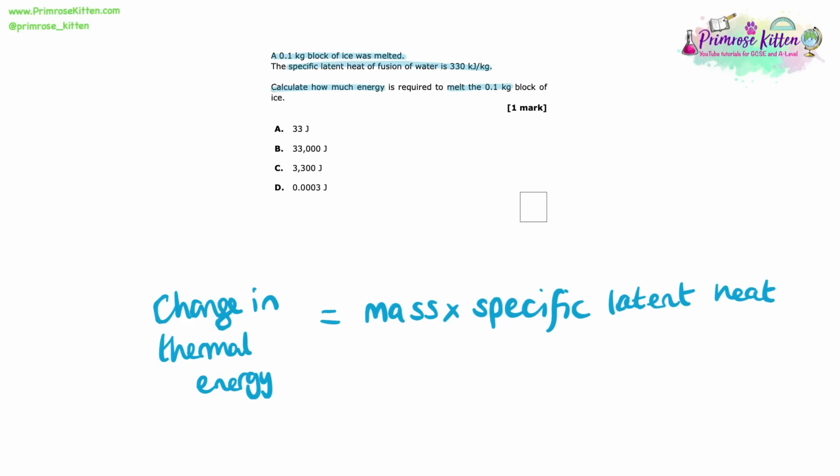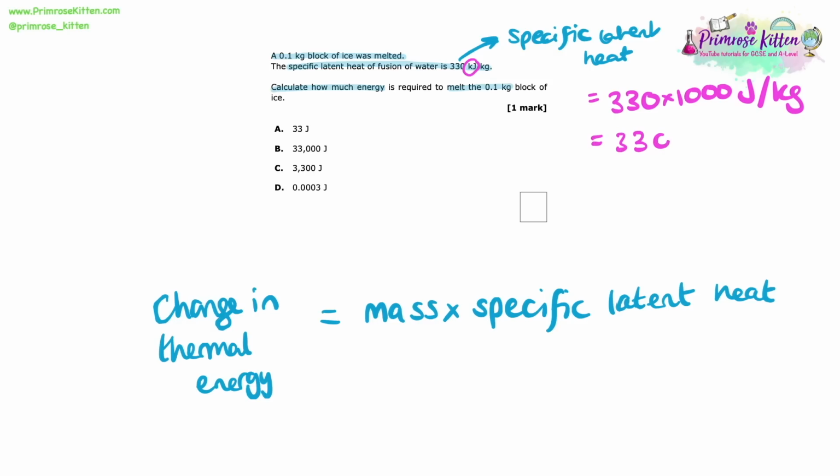Now the energy that we're being asked to find is going to be that change in thermal energy. Now looking at what they've given us, I can see they've given me the specific latent heat, in this case of fusion. However, they've given it as 330 kilojoules per kilogram. Now this is really sneaky here, because we need it to be in joules per kilogram, not kilojoules per kilogram. So to convert from kilojoules to joules, we times through by 1000. So that gives us 330,000 joules per kilogram. So there we go, we've got that now. We also know that the mass is simply 0.1 kilogram. That is in our standard units for mass, so we're happy with that.